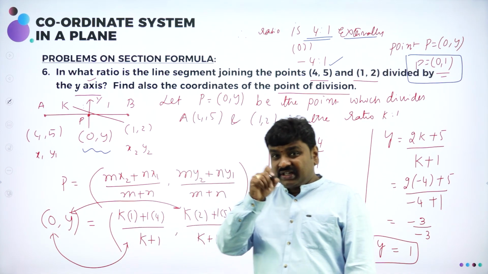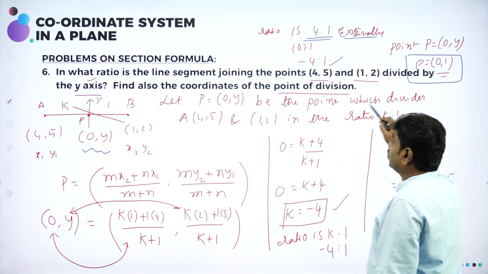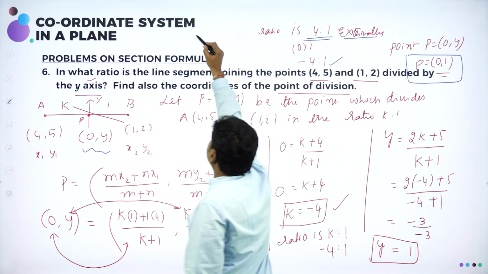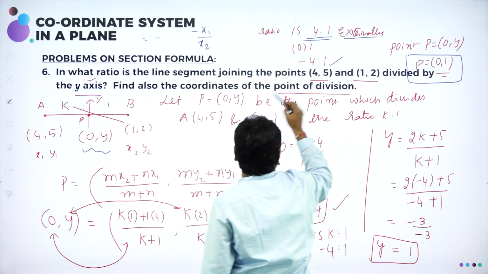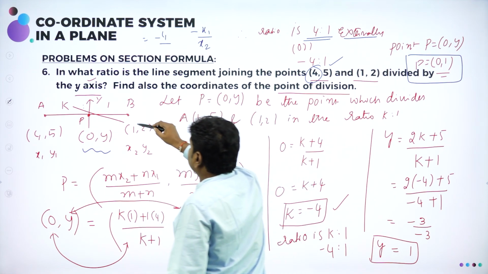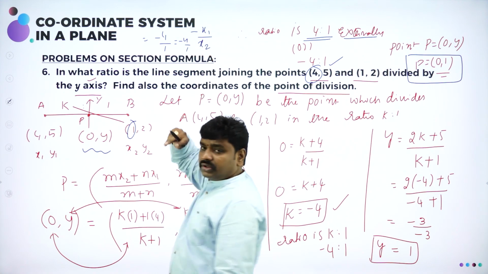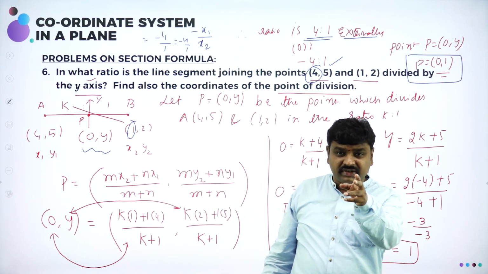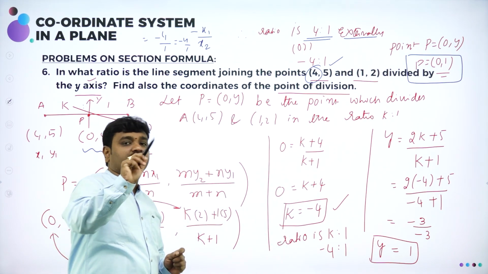And to find the ratio, I gave the shortcut also. Just we'll verify. So how to verify? The y axis divides in the ratio minus x1 by x2. So it is minus, what is x1 here? 4, divided by what is x2 here? 1. That is minus 4 is to 1. We'll get the same. So using the shortcut, y axis divides in the ratio minus x1 by x2, we'll get the ratio, and that method you have to use to verify.